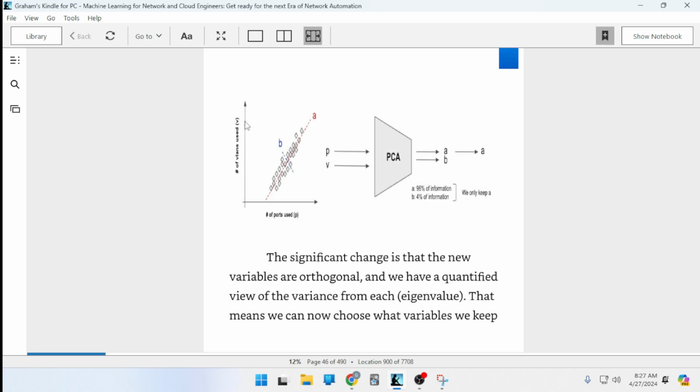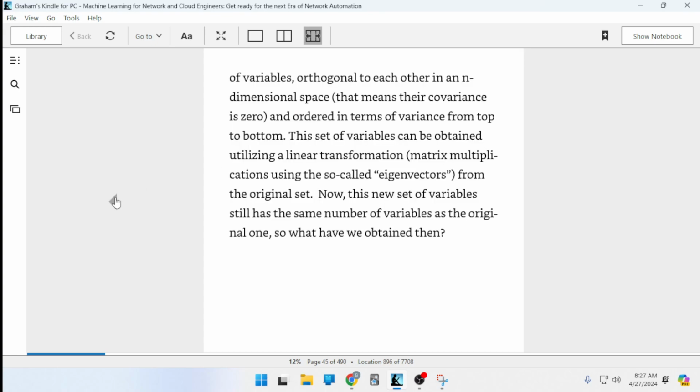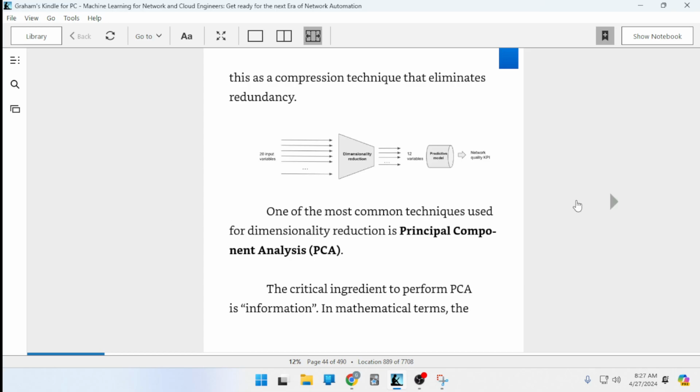So we can see in our graph here, we've got numbers of VLANs used and number of ports used. So we've got some data here. There looks like a strong linear correspondence between the number of ports and the number of VLANs. As the number of ports increases, the number of VLANs used also increases. So we've got our number of ports and our number of VLANs fed into the PCA, which we remember stands for principal component analysis.